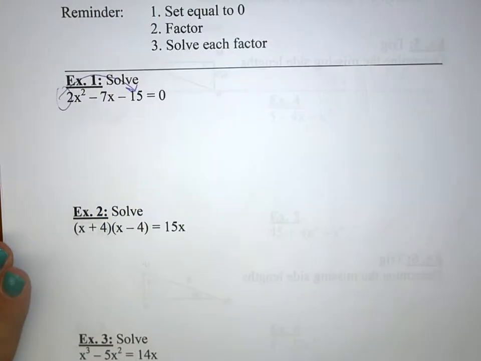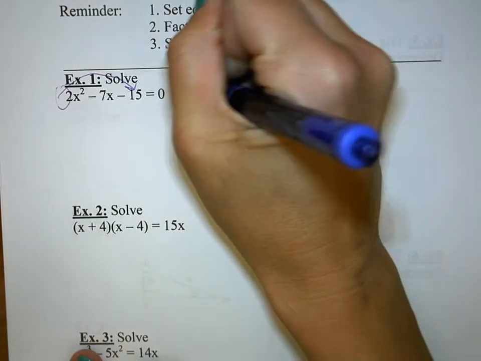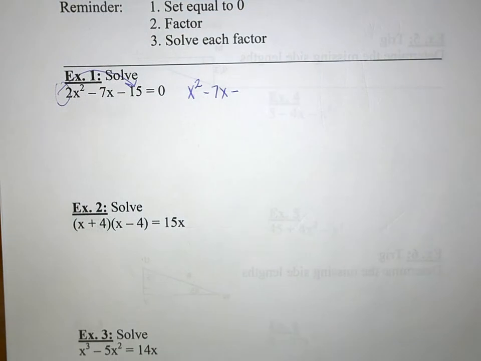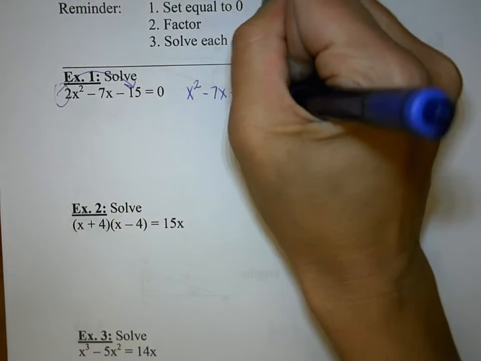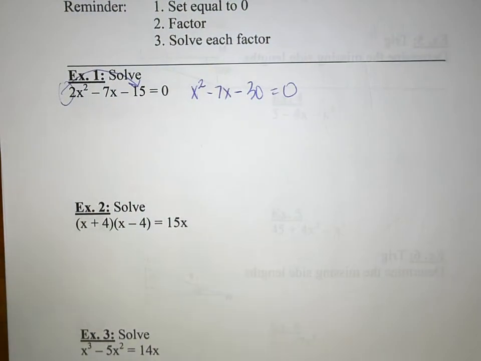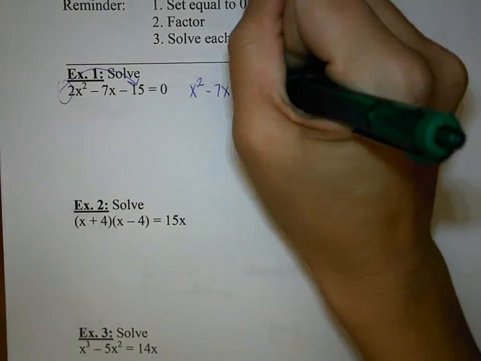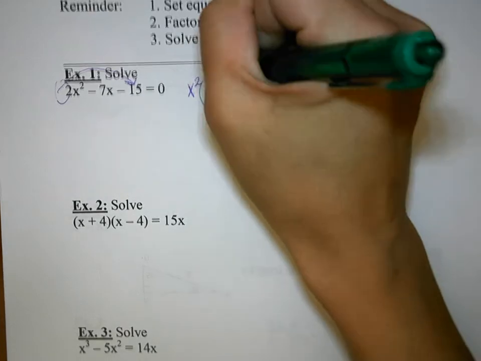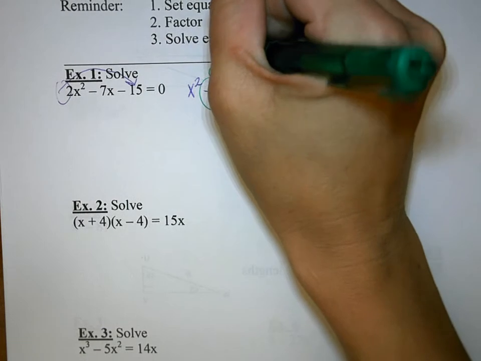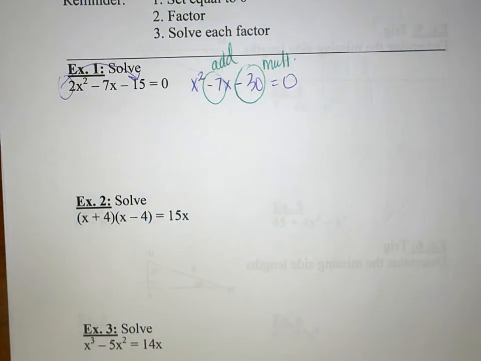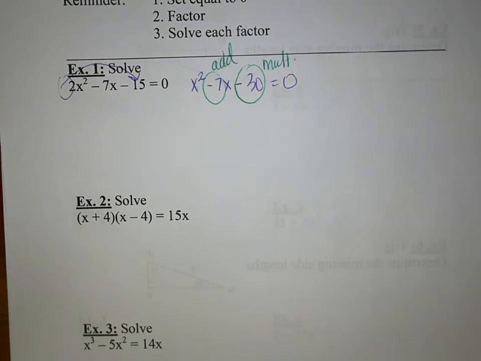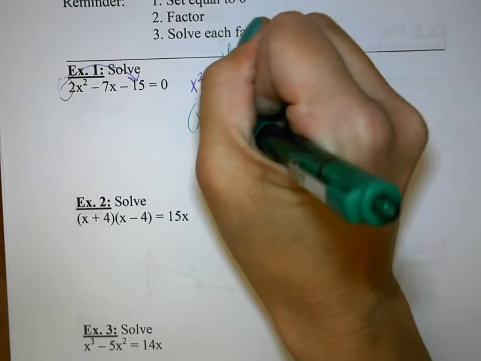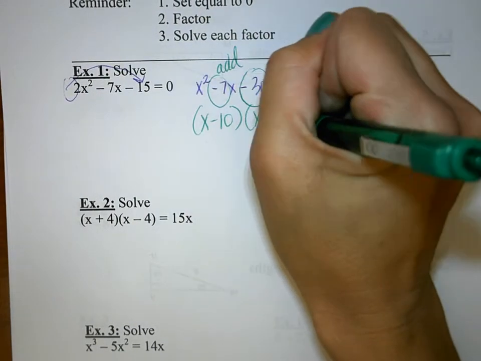Over by 2, we get x squared minus 7x minus what? 30 equals 0. And so we are looking for two numbers that multiply to be negative 30 and add to be negative 7. Very good. It is negative 10 and 3. So we have x minus 10 and x minus 3.